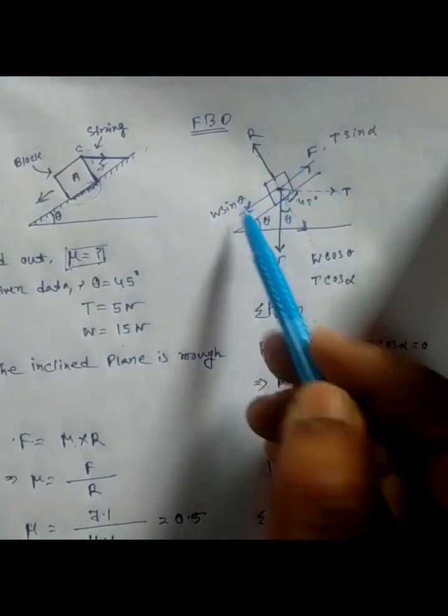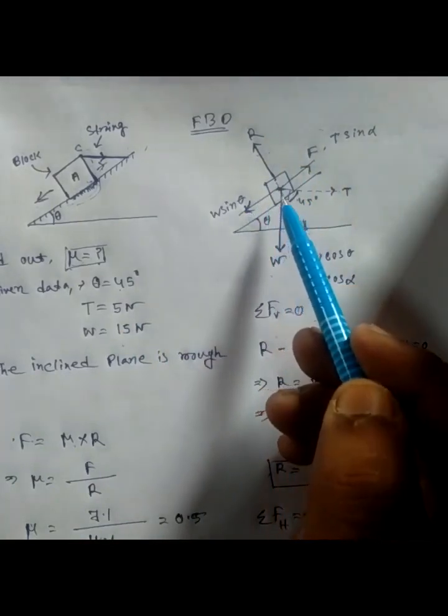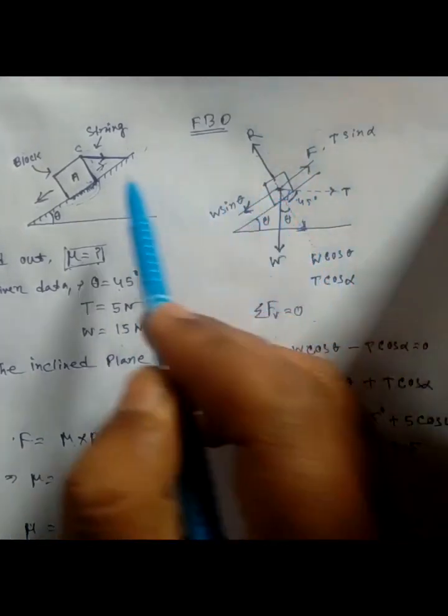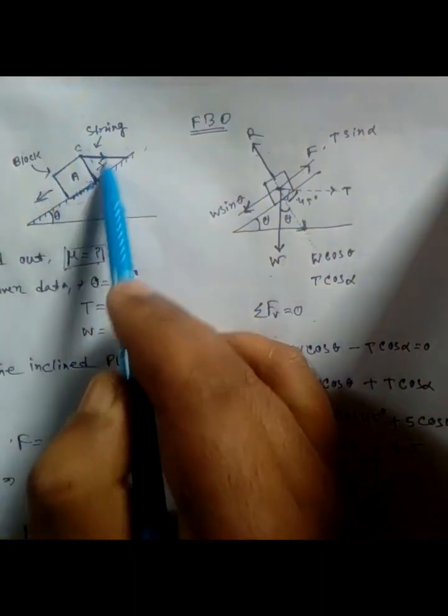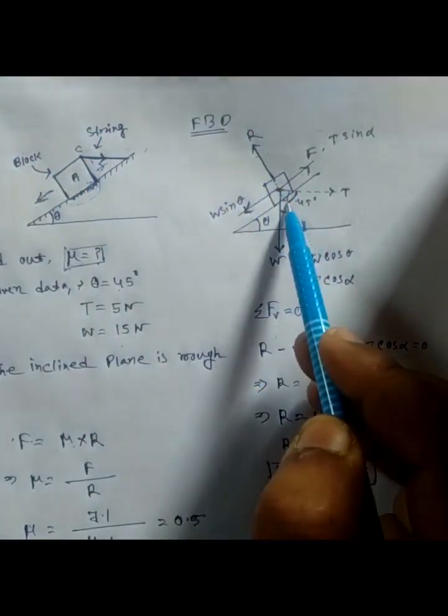Actually, what is a free body diagram? The free body diagram is a skeleton structure. It is a skeleton structure of how many types of force act on this particular object. That skeleton structure is called a free body diagram.